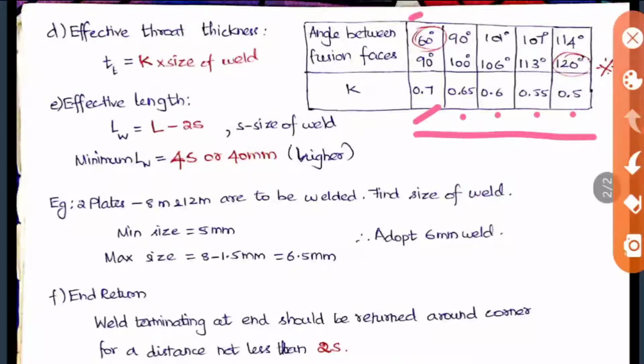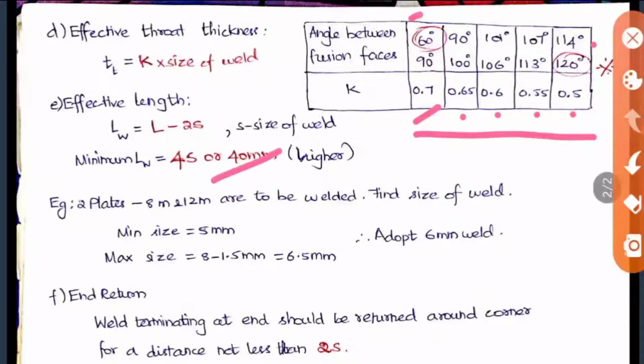So here you can see the minimum value is 60 degree and the maximum value is 120 degree. So this means that this type of weld can be used for the fusion angles from 60 to 120 degree. And the next thing is the effective length. So here the effective length will be equal to the length of the fillet minus 2 times the size of the weld. So the minimum effective length that can be provided is 4 times the size of the weld or 40 mm, whichever is higher.